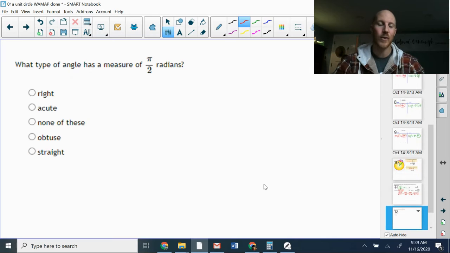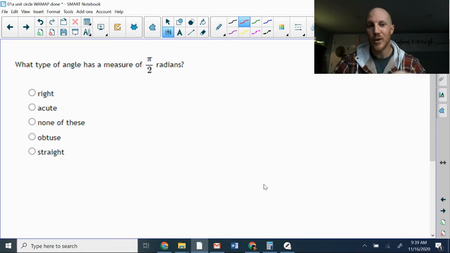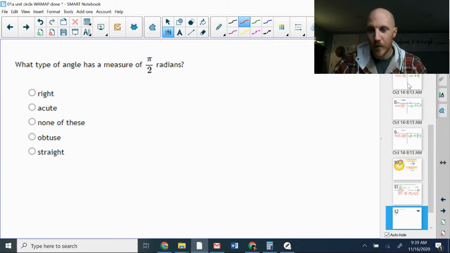What about classifying angles? We learned how to classify angles using degrees. We said a right angle, an acute angle, an obtuse angle, a straight angle, all of those we know in terms of degrees. So to classify angles in radians, we need to know what matches up with what. Let me back up a minute.